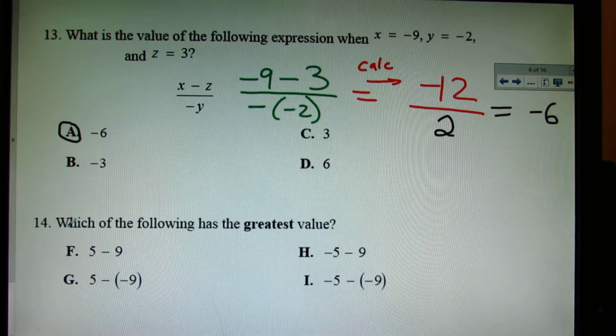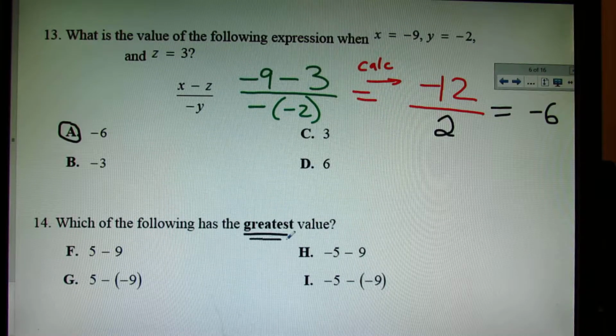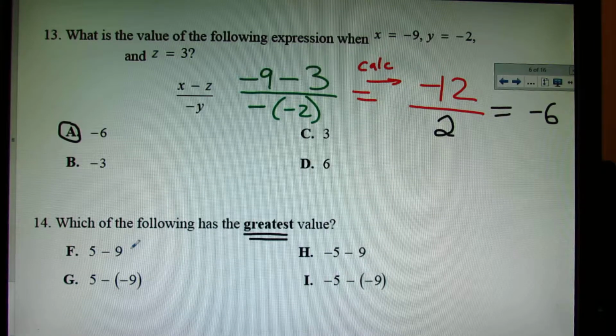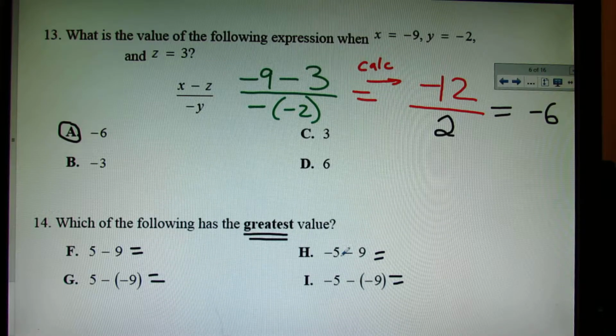Alright, number 14. Which of the following has the greatest value? Again, greatest value. I want the highest number. Oh, this time I'm given just numbers to plug in. So in my calculator, I'm just going to plug these in nice and carefully, because each one has slightly different signs. Some are minus, some are minus negative, some are negatives minus. So be careful. If you plug these in the calculator, you should get -4.